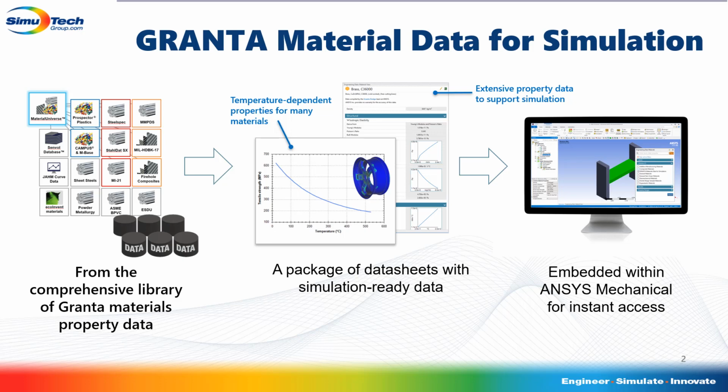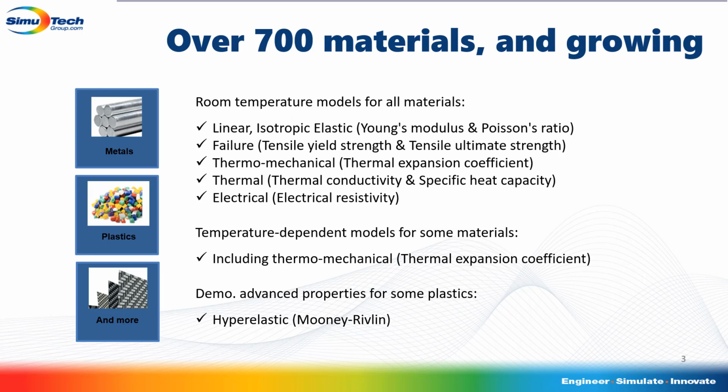This data is easily searchable and sortable to allow easy access to materials best suited for your simulation. Granta MDS currently features over 700 materials, and that list is continuously growing. These materials include a wide variety of metals and plastics, as well as other types of materials. Every material in Granta MDS contains room temperature models for linear elastic, failure, thermal, and electrical properties. Some materials include temperature-dependent properties, as well as plastic and hyperelastic properties.